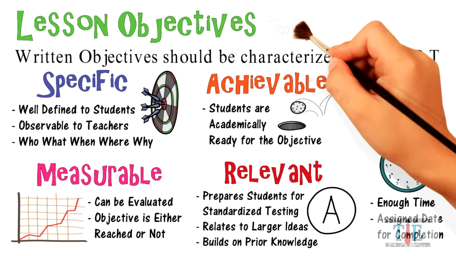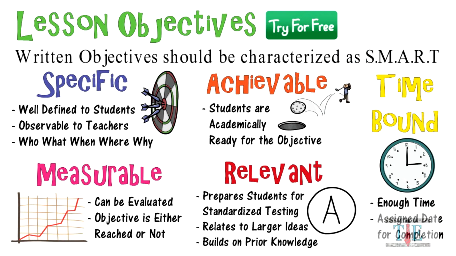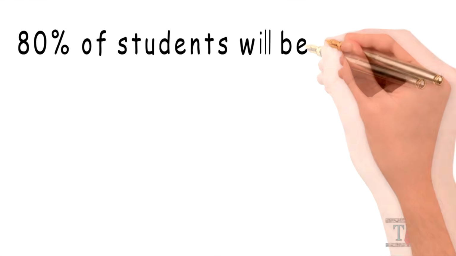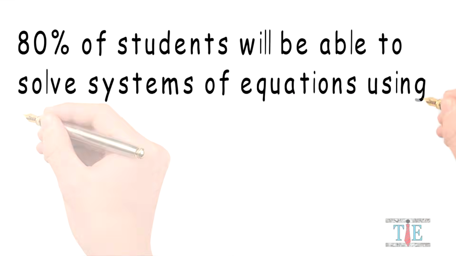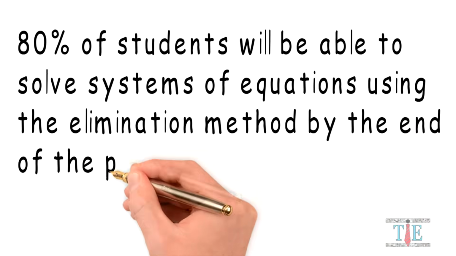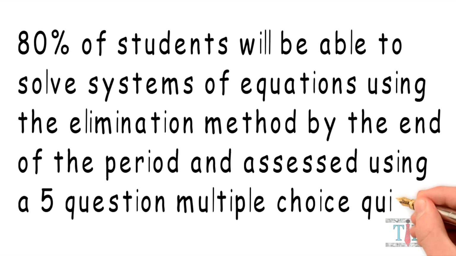Right now, I'm going to outline a fully written objective for a typical lesson. 80% of students will be able to solve systems of equations using the elimination method by the end of the period and assessed using a 5-question multiple choice quiz.